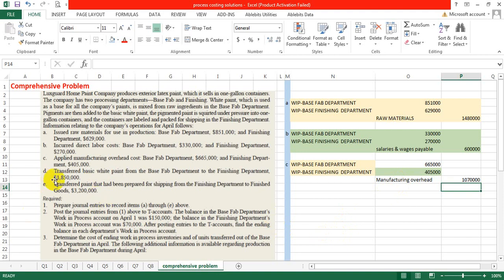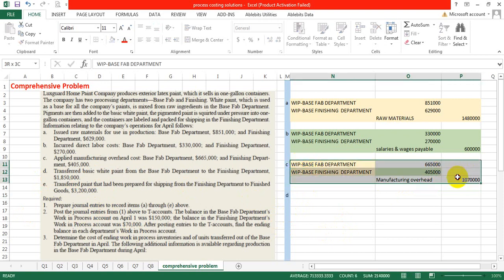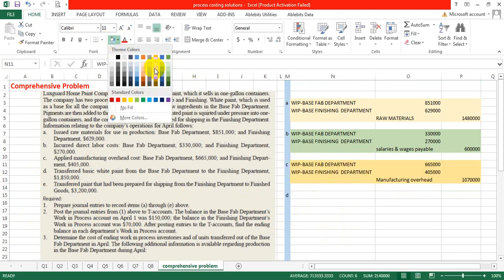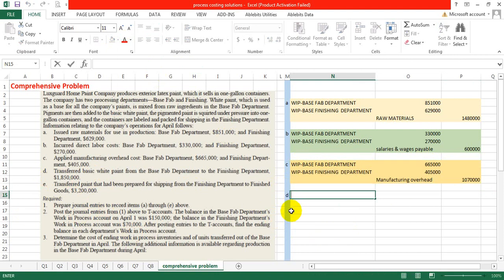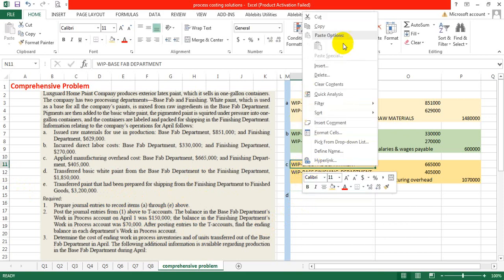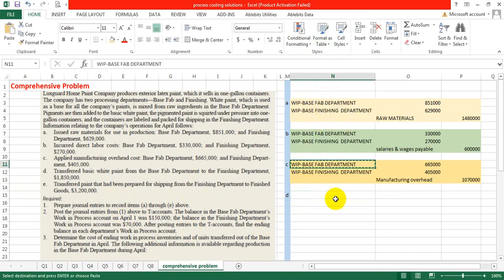Now the fourth entry. We have prepared till C, and now D, again highlight this one. My D entry: transfer basic white paint from the base department to the finishing department. कहाँ से ट्रांसफर हो रहा है, बेस डिपार्टमेंट से फिनिशिंग डिपार्टमेंट में. इट्स मीन WIP बेस फैब तो क्रेडिट होगा राइट, और WIP बेस फैब विल बी डेबिट, राइट, ये डेबिट होगा राइट.